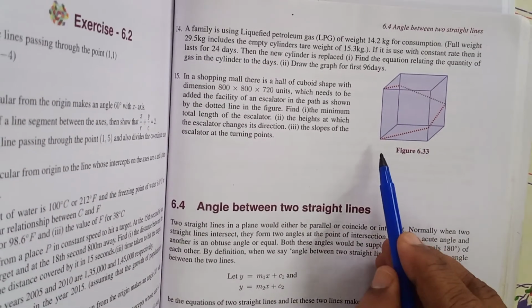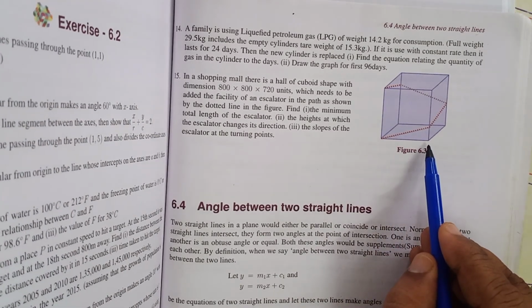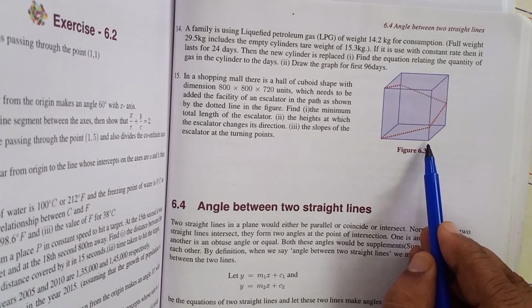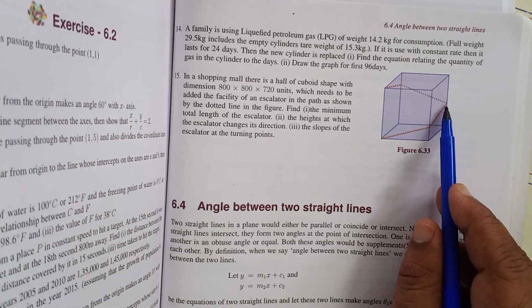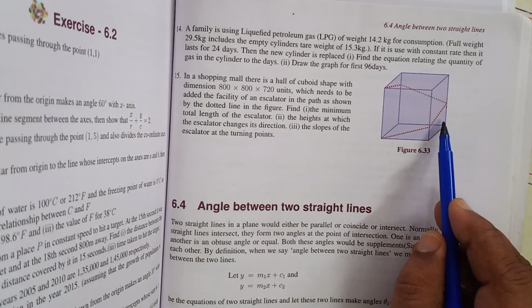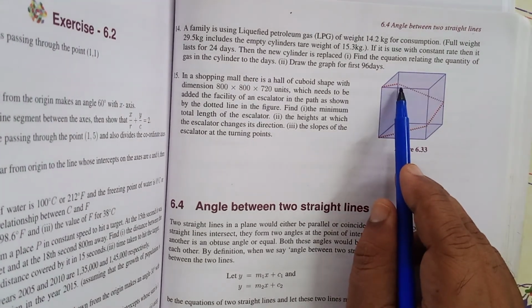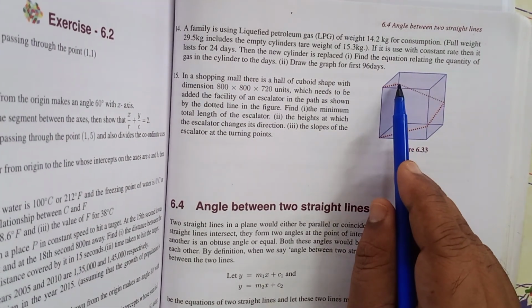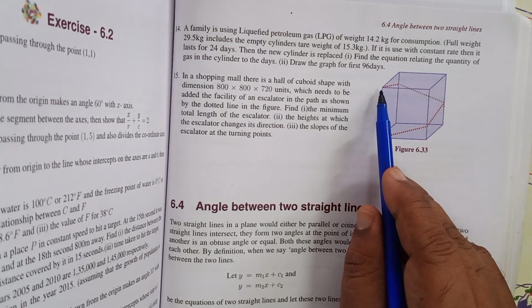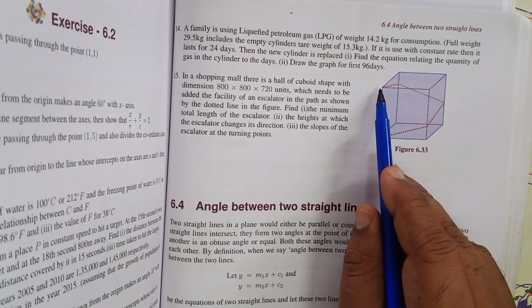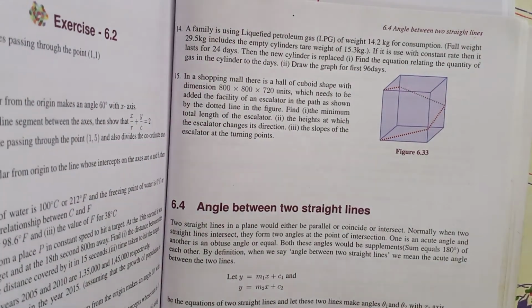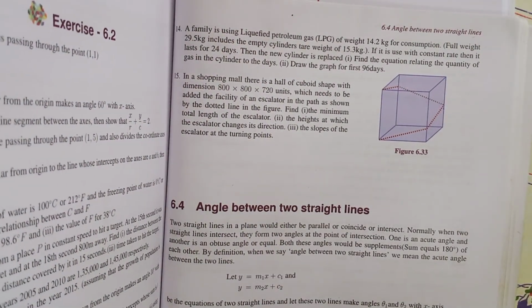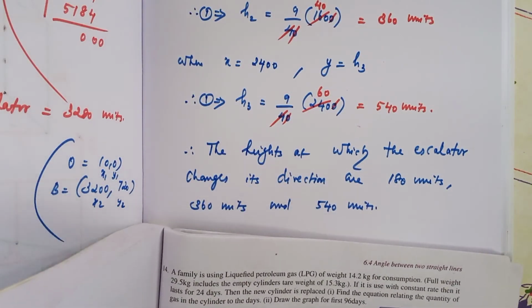So look at the diagram. From the basement, ground floor, at 180 units it changes its direction. After that, at 360 units it changes its direction. From here to there, at 540 units it changes its direction. After that, it reaches the maximum height. The maximum height is 720 units. So you only have to write the 3 direction changes, 180, 360 and 540, for subdivision number 2.